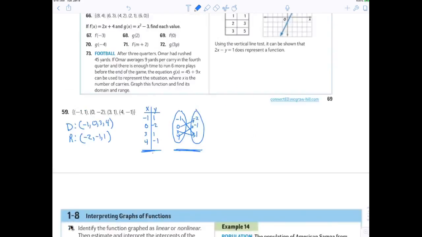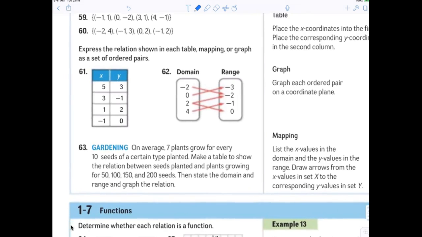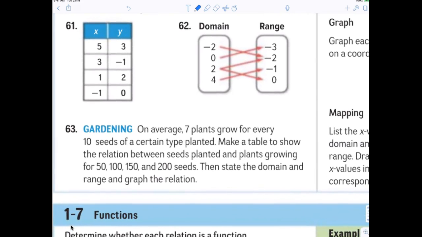So what's next after 59? All right. It's kind of the same thing. Does everybody agree? All right, so if I did 61 as a set of ordered pairs, we should just write what? (5, 3), (3, -1), (1, 2), (-1, 0). Does everybody see that? I'm good with that. Does anybody have any questions with plotting points, making a mapping, table, graph? Is everybody good with that, right? That's not hard. All right, super easy.